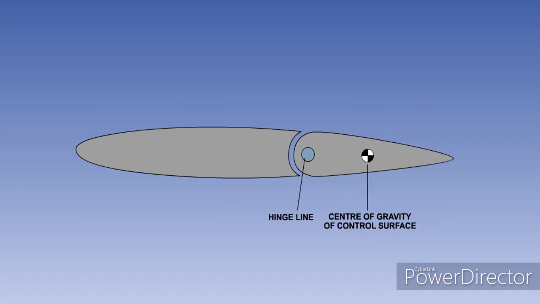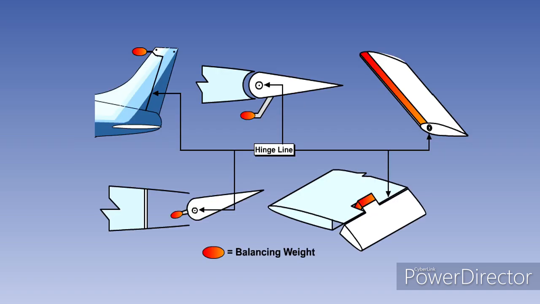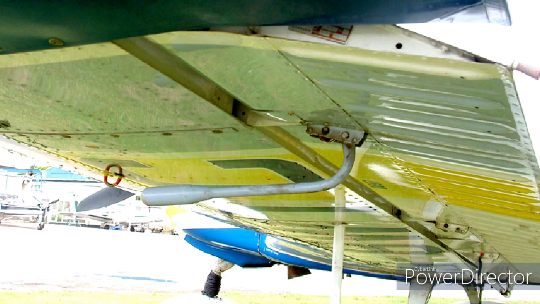Flutter is likely to occur if the centre of gravity of the control surface is behind the hinge line. Uncontrolled flutter can cause structural failure. Flutter can be prevented by moving the centre of gravity of the control surface onto its hinge line by adding weights to the control. This reduces the inertia moments about the hinge line. This is known as mass balancing, and it can be applied to elevators, ailerons and the rudder. Common methods of mass balancing are shown in the picture. This picture shows the mass balancing of the aircraft's ailerons.